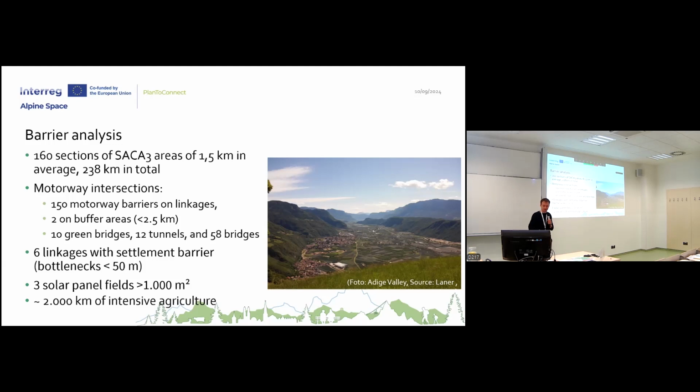6 linkages have a real settlement barrier. I think those are the ones that are really hard to restore. We also identified 3 solar panel fields, because we think that upcoming solar panel fields can be new barriers and upcoming threats for ecological activity. And obviously the intensive agriculture is very present. More than 2,000 kilometers of these corridors are passing through intensive agriculture. So here it should be checked if they really work or could be restored.